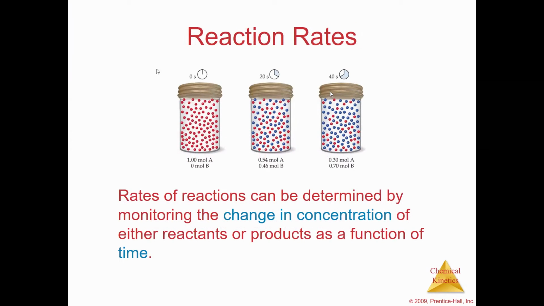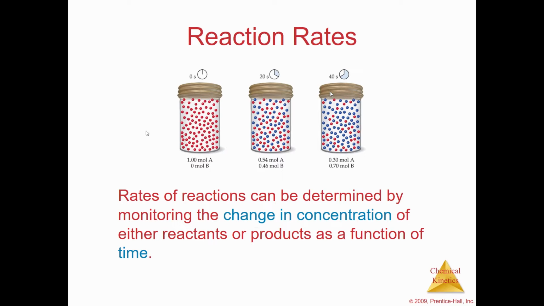So let's take a look at this chemical change. Over here, before it started, we just have A, and it's red. And then 20 seconds later, we have some A and some B. And 40 seconds later, those change. So the rate, what we're going to look at is we're going to monitor the change in concentration. You could technically do the reactant or the product over time. So remember, concentration is molarity. And then the SI unit for time is seconds. So we're looking at molarity per second.